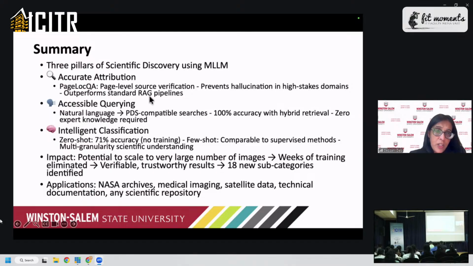And the application is not only the use cases I discussed here within the NASA archives, but this could be generalized to any particular domain, like medical imaging, satellite data, technical documentation, any scientific repository or documentation.